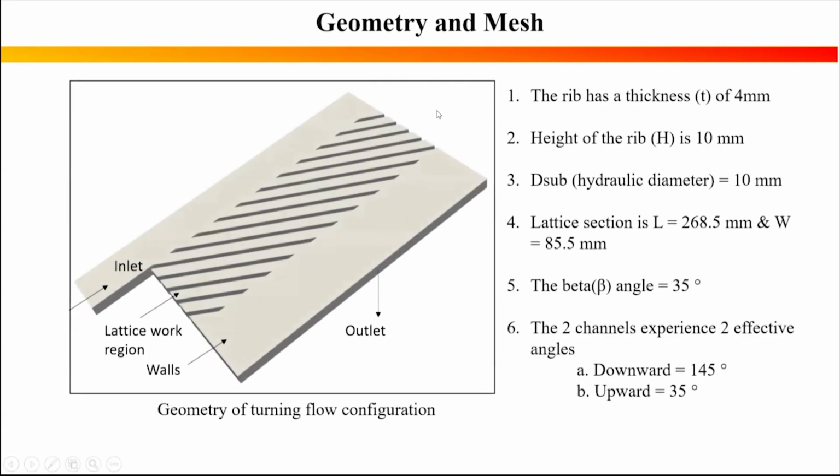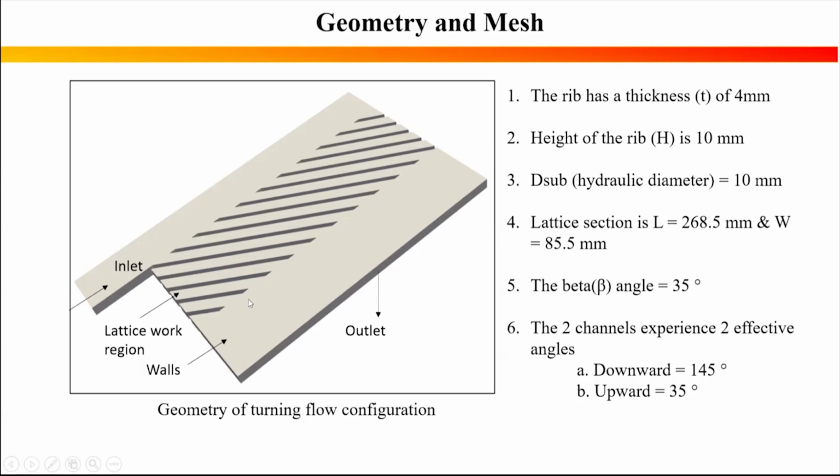So this is the geometry and mesh discussion that we will be doing further. This is our inlet. This is a velocity type inlet. This is the lattice work region. If you are able to see, these are walls. Note that these are adiabatic walls, meaning there is no heat transfer occurring, and this is a pressure based outlet. The rib has a thickness of 4 mm. The height of rib is 10 mm. The inlet hydraulic diameter is around 10 mm. The lattice section, that is this, is around 265 by 85 mm.